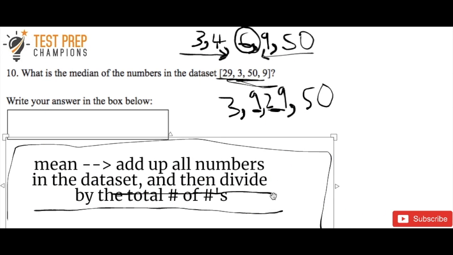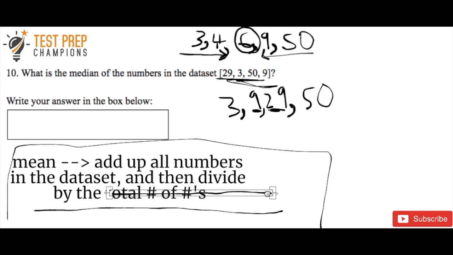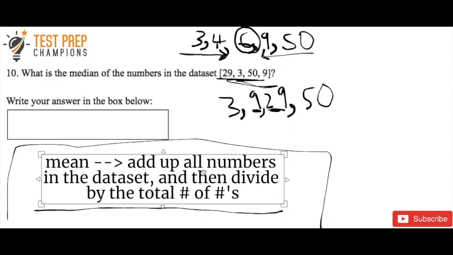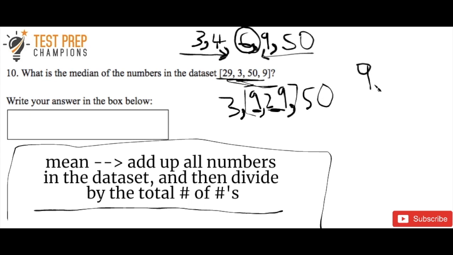Now we're going to look at notes on the mean real quick, just as a refresher. To find the mean, or the average, you just add up all the numbers in the data set and then divide by the total number of numbers. In this case, we're just trying to find the average between two numbers, 9 and 29. We're not going to look at the whole data set. Our data set is just these two numbers. So we add these up, 9 plus 29, and divide that by 2. And that's going to give us our answer.